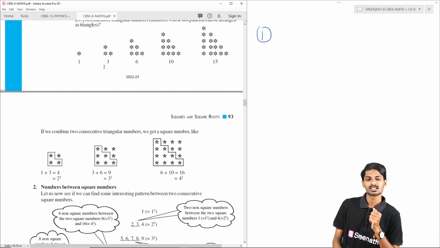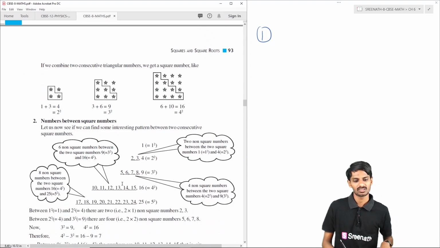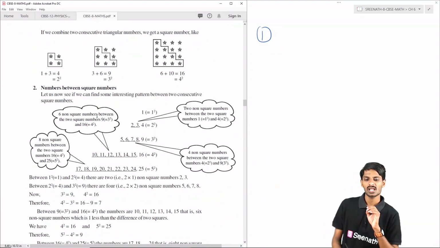We know if you add this, 1 plus 3 is equal to 4, 4 is a square number, 3 plus 6 is 9, a square number, 10 plus 15 is 25, a square number. This is one of the interesting things. And numbers between square numbers.